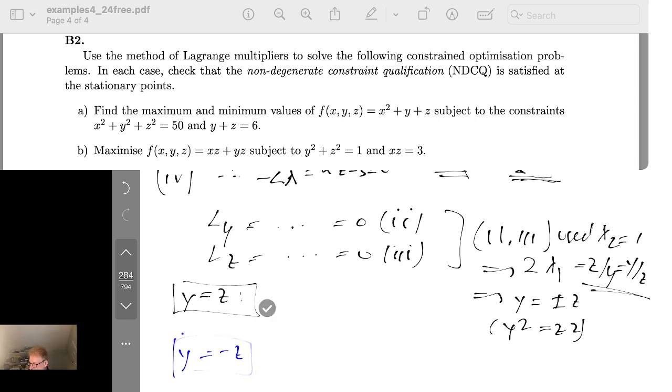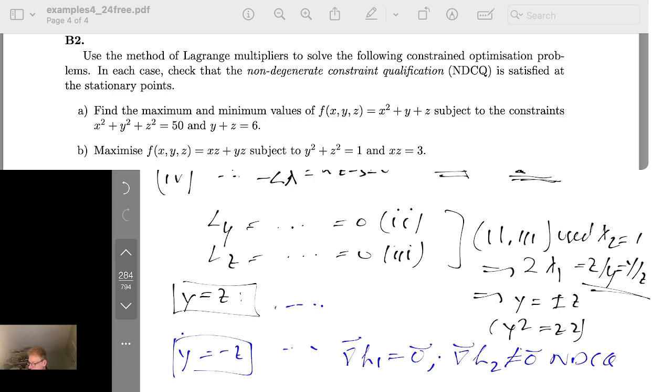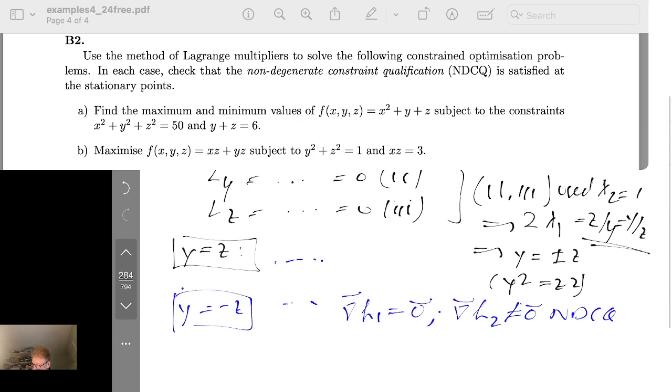And then you find the stationary points, and you see for which value of the stationary points the original f is maximum. Yes, that's right. And then at the end, you have to check that the two constraints h1 and h2 satisfy the NDCQ condition. So that finishes this.